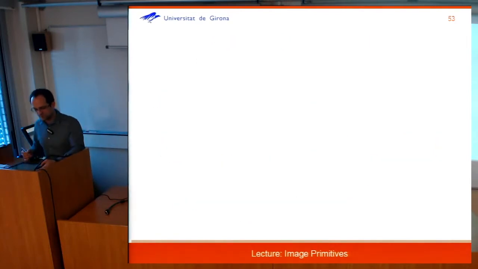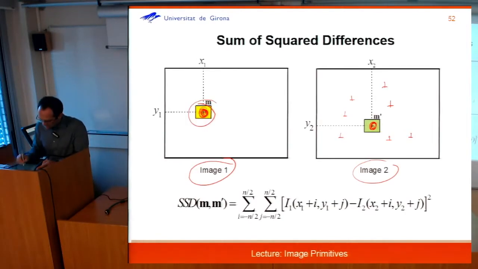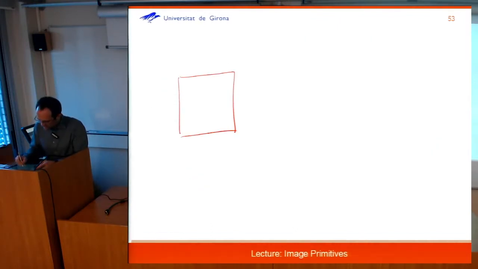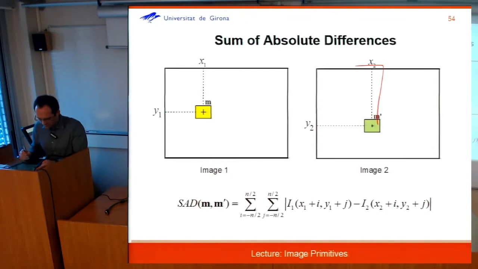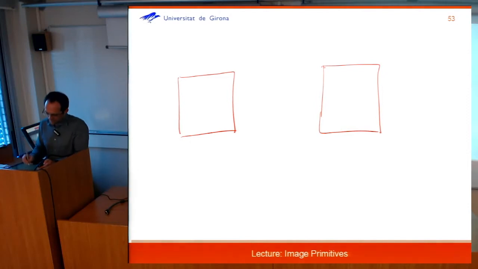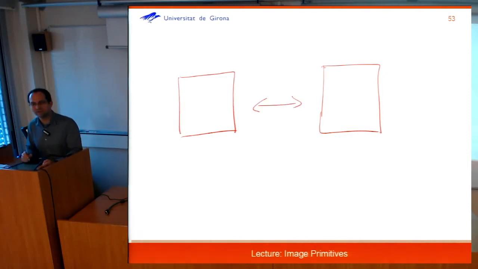I'm going to draw this in the next slide. So this is the first patch that I have. This is the second patch. Looks very bad now. So this is the second patch. You understand that these two windows are exactly the same size, and they are squares.